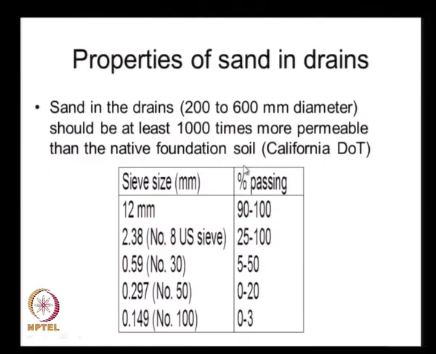To achieve very high permeability, we require the sand placed in the sand drains to meet certain gradation requirements. One of the earliest to make this type of recommendation is the California Department of Transportation. In fact, that is where the first application of the sand drains took place. It is mostly coarse grained soil. We see that more than 50% of the soil is coarser than number 30 US sieve, that is approximately 600 microns.